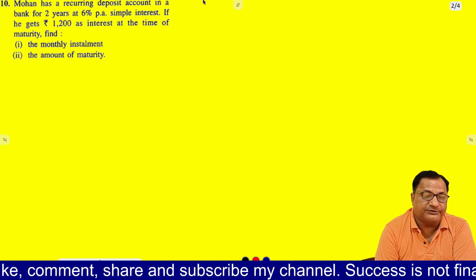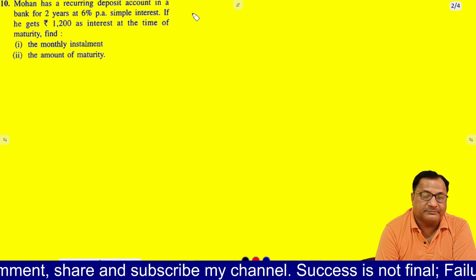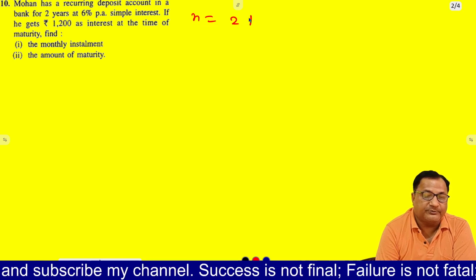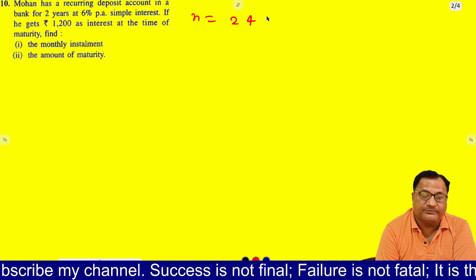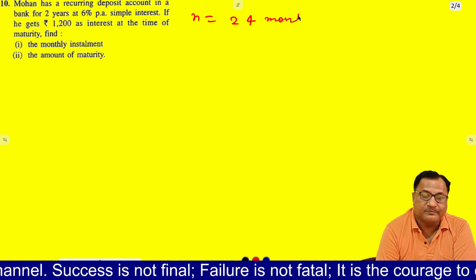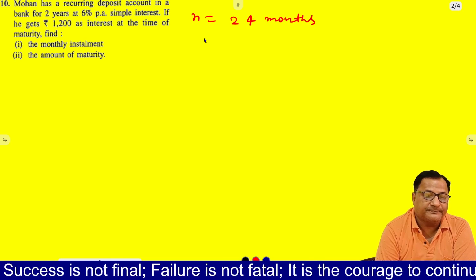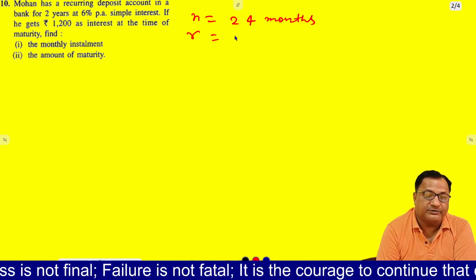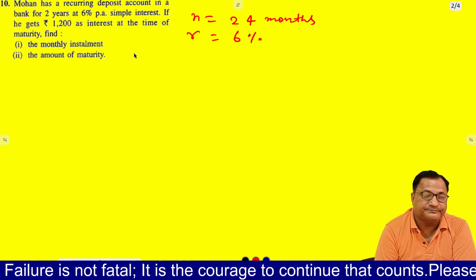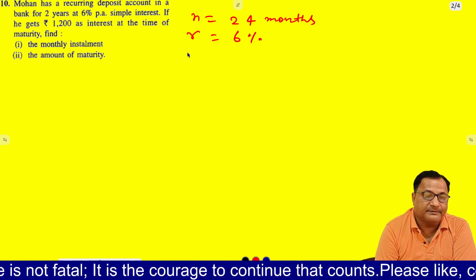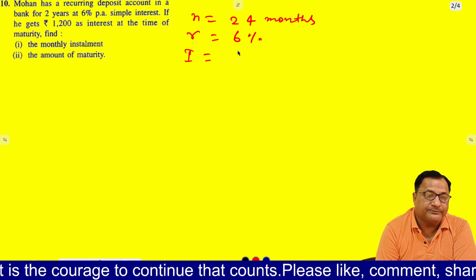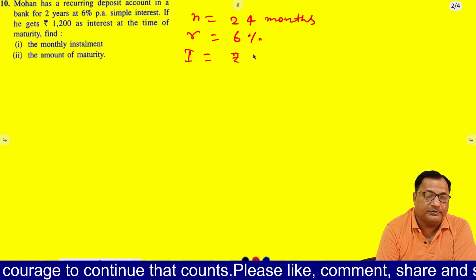So first, what is given? Time N is equal to 24, since 2 years means 24 months. Rate R is equal to 6%. Interest is rupees 1,200.